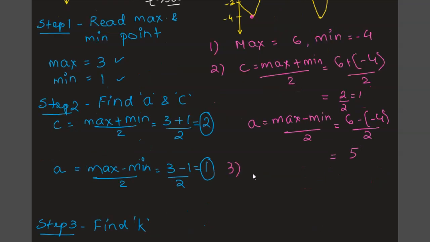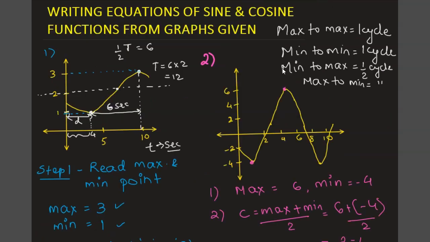Our third step is to find the k value, and we know k is 360 divided by time period. Time period, we'll go back to the graph to read. As we know, time period is the time taken to go from max to max or min to min. We would see, do we have a max? Do we have another max to check? No.